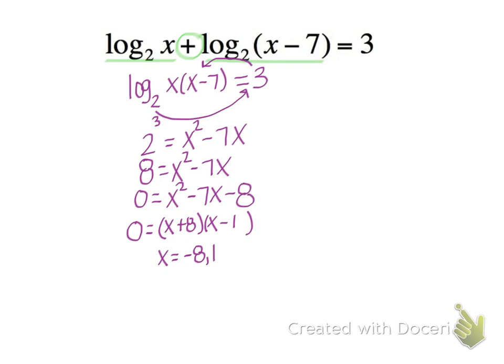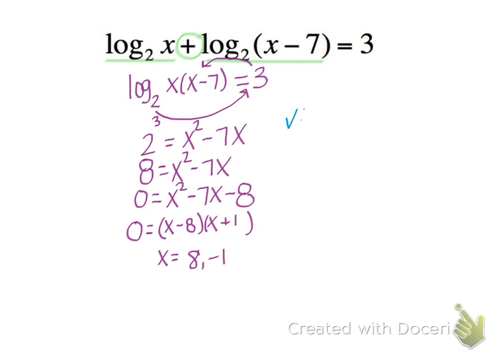Now, don't forget that we want to make sure to check our answers. So let's start by checking the x equals negative 8. And it looks like if we go back for a second, we do have an error in our factoring here. Our factoring, I hope you caught it, should have been minus 8 and plus 1. So that's going to change our solutions to be positive 8 and negative 1. Okay, so now let's go back and start checking our answers.